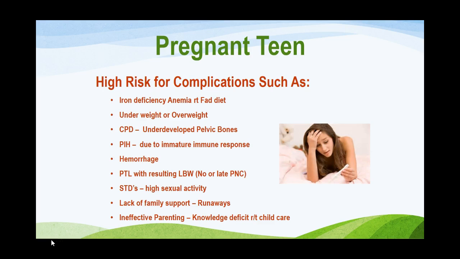And the reason why they are at such a high risk for PIH is because they have an immature immune response. And somehow that translates into their body creating an environment where high blood pressure during pregnancy just tends to happen for whatever reason. So we have to really, really closely monitor adolescents for pregnancy-induced hypertension.